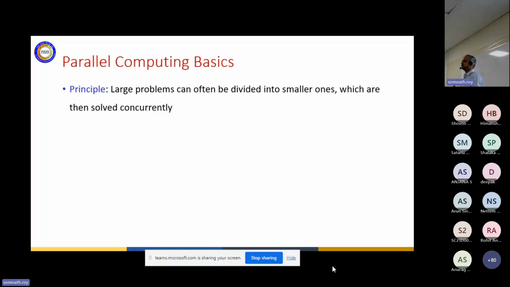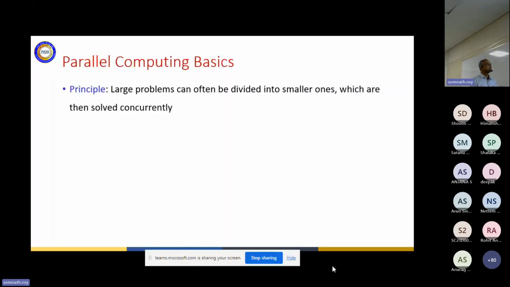If you break it down into small problems, but the small problems are such that they are serial in nature, that the output of one goes to the second, only after the second is computed, then only you can go to the third. If the steps are like that, then such algorithms are not suited for HPC.